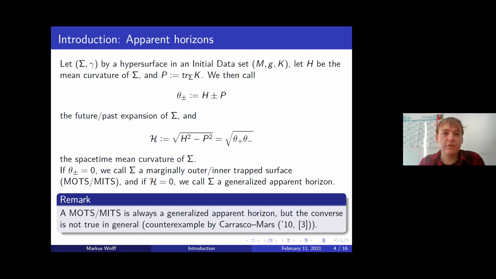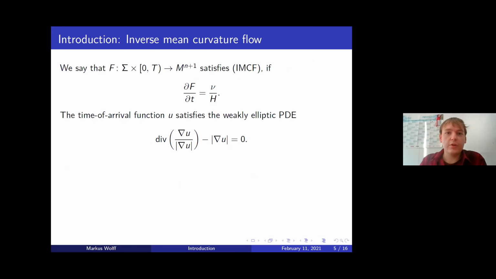Now, having this notion of apparent horizon, we go back to classical inverse mean curvature flow, which is just a smooth parabolic flow where the speed in the normal direction is proportional to 1 over the mean curvature.